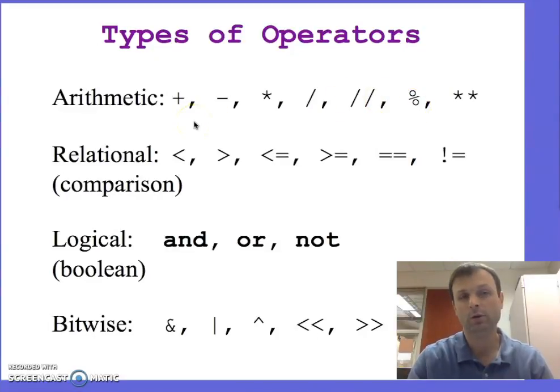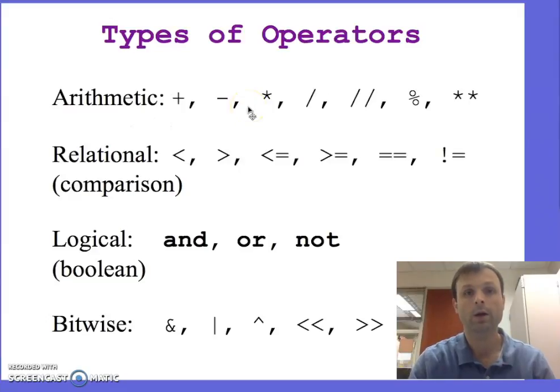In addition to those, we have what are called relational operators. Relational operators are your comparison operators. You're used to those too. They're your less than, your greater than, your equal to, and we'll look at those in a different video. We also have brand new operators that you probably haven't seen before called logical operators and bitwise operators. And again, we'll devote a video to each of those types as well. But what we want to focus on today are the arithmetic operators.